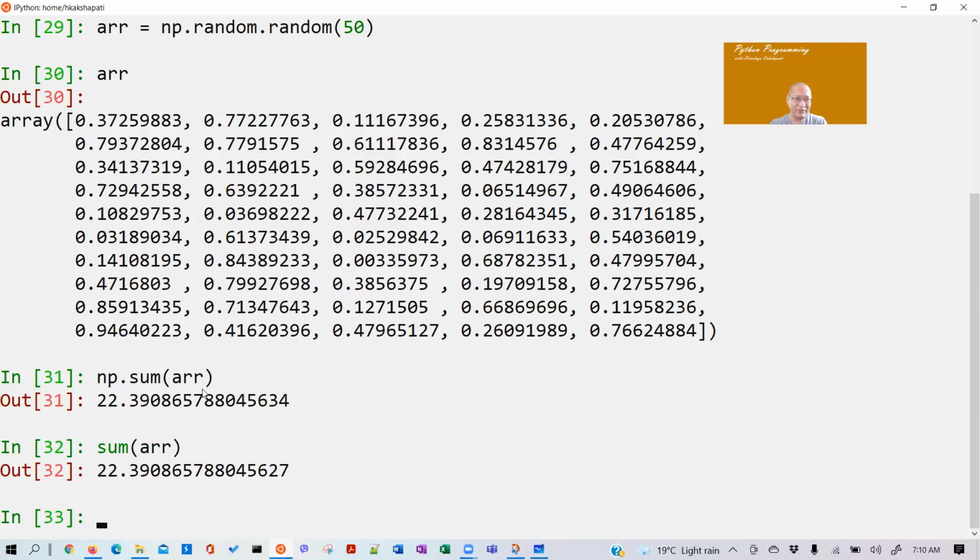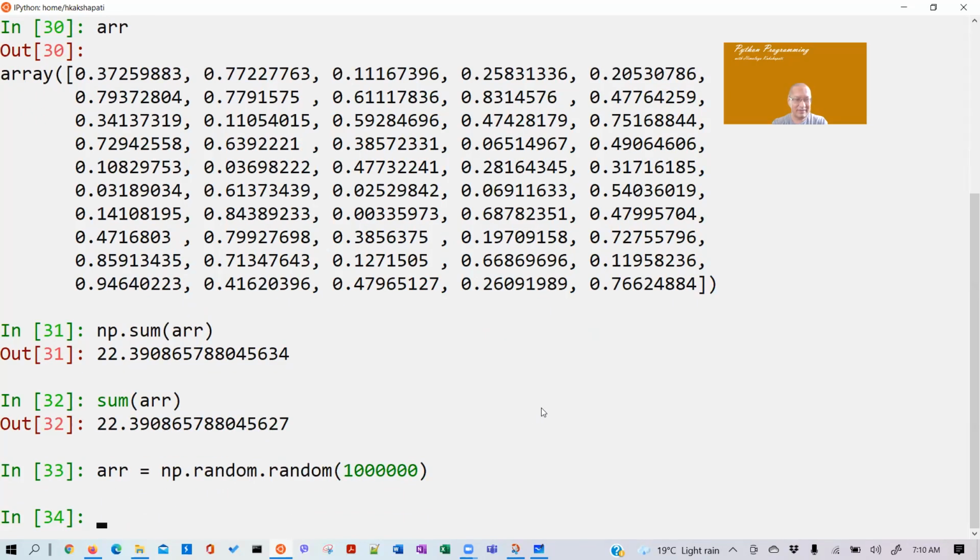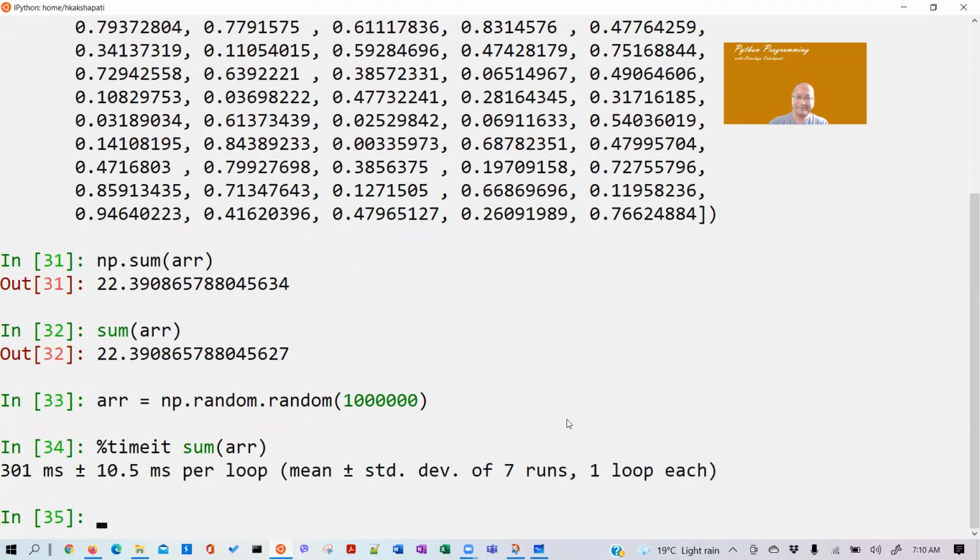Let's make a huge array, say 1 million numbers, and time the Python sum on it. It takes 301 milliseconds. How about np.sum?